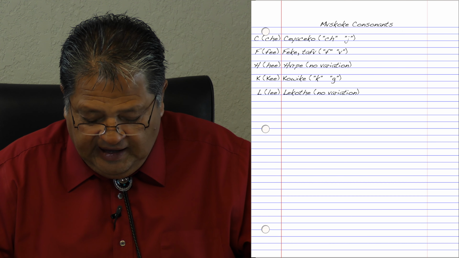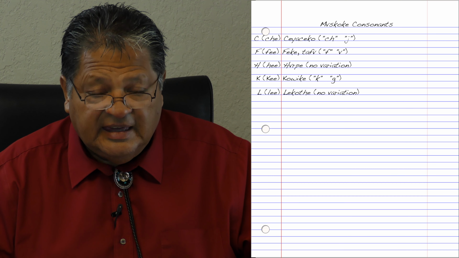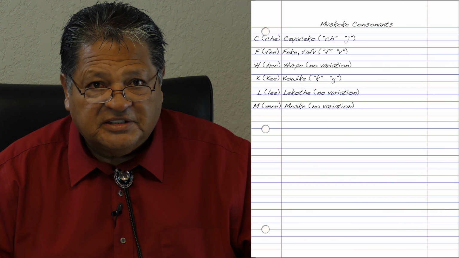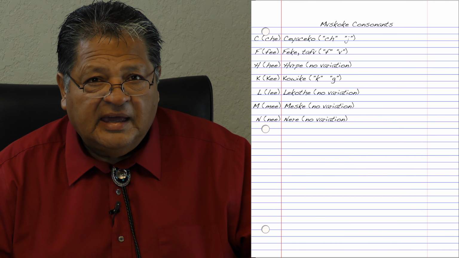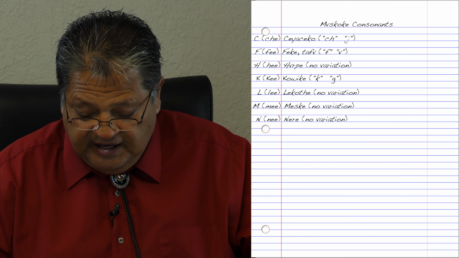The letter li has no variable. It always makes the same sound, la, li. The letter mi has no variable, always makes the sound m, mi. The letter ni has no variable. It always makes the n sound, ni.